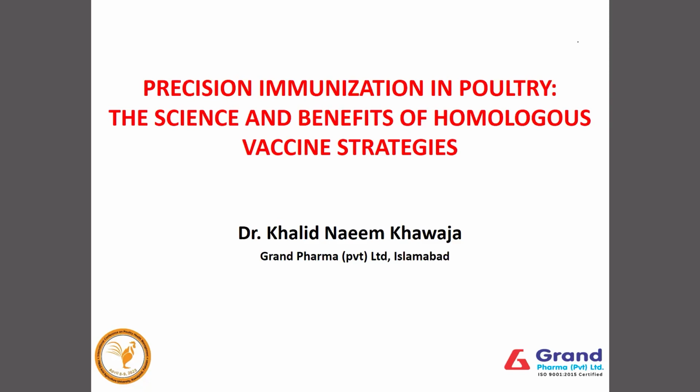So I have decided to present the concept of precision immunization. How can we make immunization more precise? This will basically be general information, but focusing mostly on the viruses which we have handled in Pakistan in poultry for the past number of years. So I'll try to give those examples and discuss them.